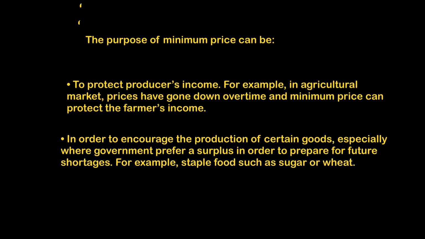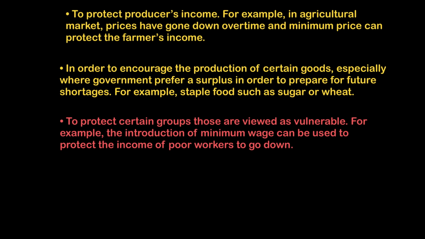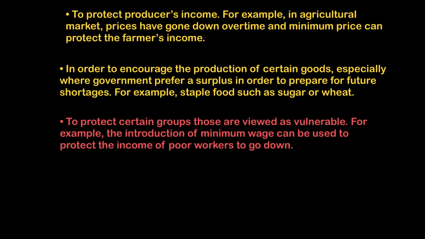The third could be, sometimes we want to protect certain income groups. For example, we will see minimum price to be very commonly found in the labor market, or workers' market, where the minimum wage can be used to protect poor workers who have a lower wage due to market forces of demand and supply. A good example of this is recently in Pakistan, we saw the government put a minimum wage of 25,000 rupees for low income workers in order to protect their income. So these are the three main reasons why you will see minimum price put in a market.